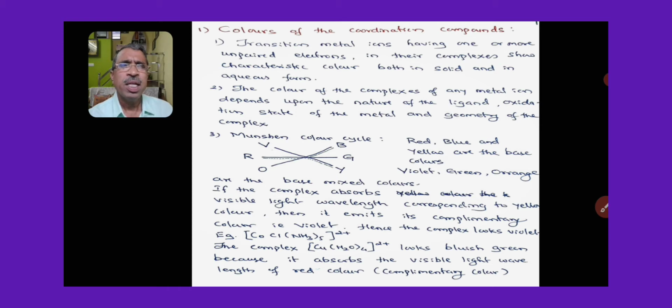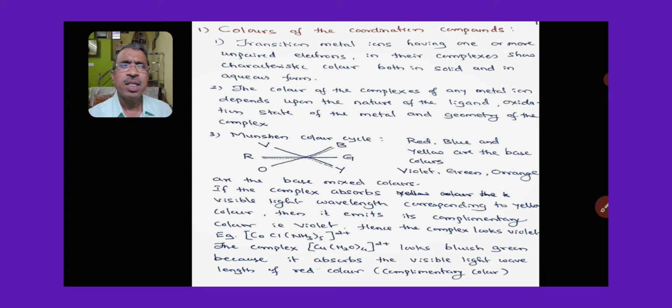And here, if a compound absorbs violet color, it emits yellow color, which is called the complementary color. Suppose, as you know, the copper sulfate solution or the copper complexes are blue in color; they show blue color because they absorb the radiation in the region of red to orange color.